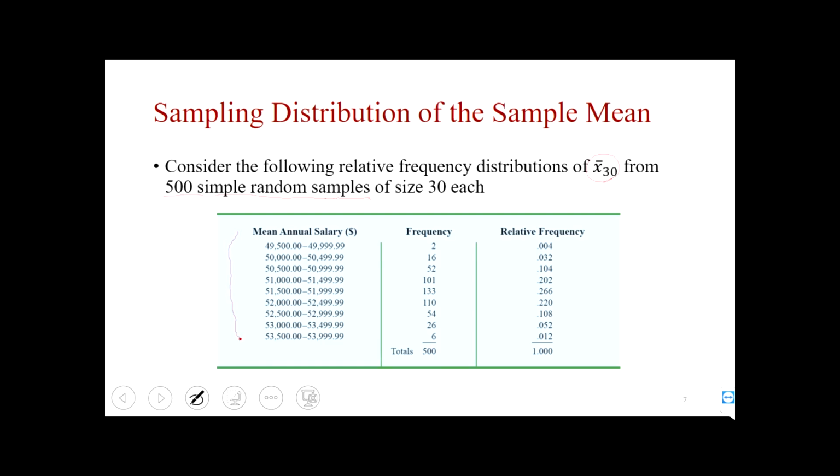So here we are talking about salaries of managers, and we have seen how many times the salary of managers within a sample of 30 belongs to this interval of annual salary. It turns out to be, for example, 2 for that, 16 for this, and so on, until we reach a total of 500.